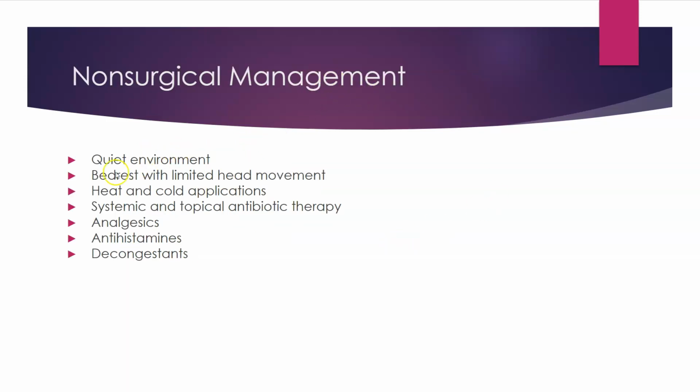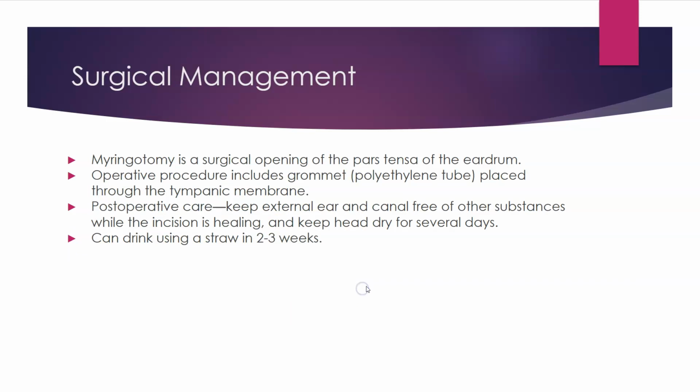Non-surgical management: a quiet environment, have the bed up, heat and cold applications as appropriate, antibiotic therapy is your mainstay, pain meds, antihistamines, and decongestants. Often what you're seeing is people get an otitis media after they've had an upper respiratory infection because you get a backlog through your eustachian tubes, and that bacteria just kind of feeds back up in there. So trying to open those up with analgesics and decrease the swelling and some of the congestion that they might have can really help with an otitis media.